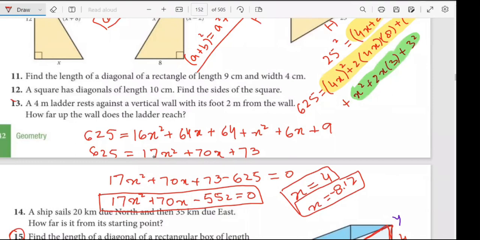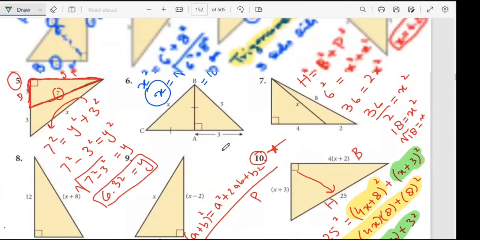Just like this question number 13. A ladder having the length, its length against a vertical wall. So this one is the ladder. This one is the wall, vertical wall here. And 2 meter is the distance, 2 meter distance is here. He says the ladder height is 4 meter, it means this side is given, and how far up, it means the height of the wall, this is x. This one is the right angle triangle here. So these types of questions you will face in case of Pythagoras theorem and its application.